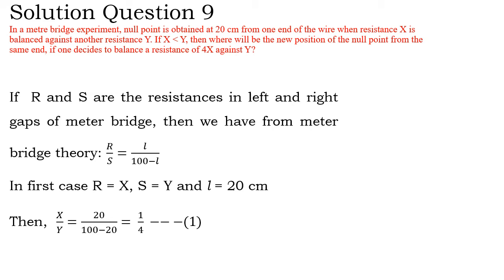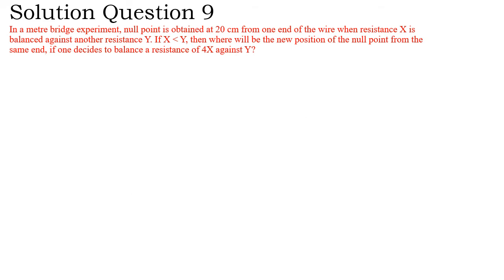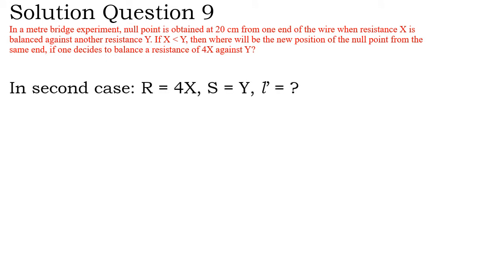Now let us proceed to the second case. Now in the second case, we know that R is given as 4 times X, S is given as Y, and L dash is the new balancing length that we are supposed to find. So accordingly, if you just substitute these values in the balanced meter bridge equation, then we will obtain 4x divided by y is equal to L dash by 100 minus L dash.